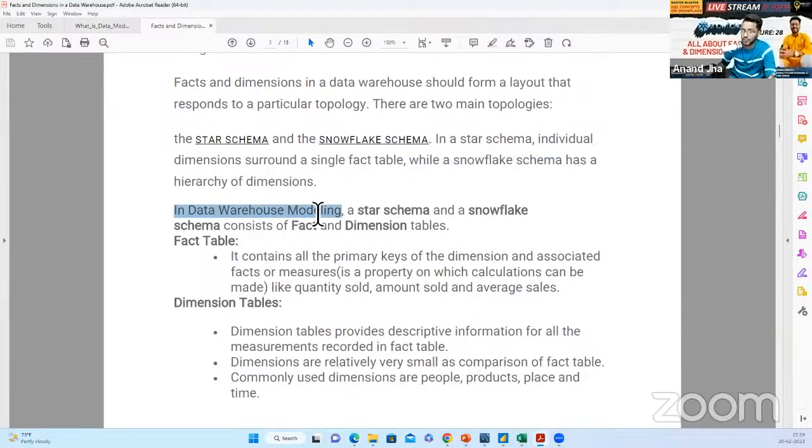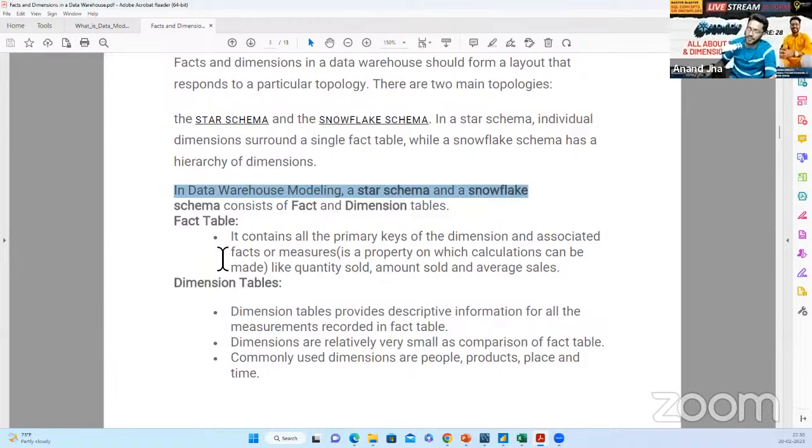So in data warehouse modeling, star schema and snowflake schema are used. There are two types of schema, star schema and snowflake schema. I'll discuss this again in the next class. They consist of your fact and dimension tables, right? The fact table, as I showed, contains all the primary keys of the dimensions and associated facts or measures. Property, like color, right?